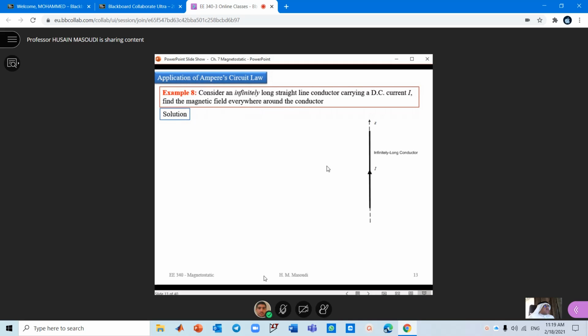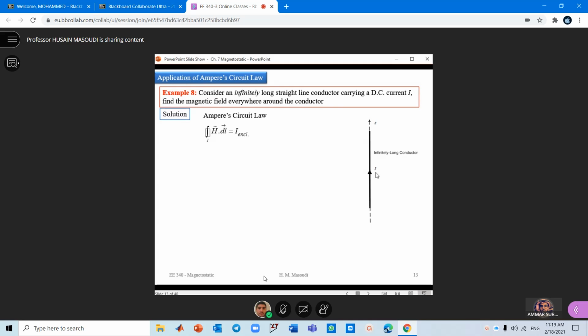Now, if we ask ourselves for this conductor, where do you think the magnetic field is going to point? How many components does it have, and in which coordinate system should we solve it? We are going to use, again, Ampere's circuital law for that purpose. All we know is that we have a DC current flowing in the z direction, carrying a DC current I, positive z. Ammar?